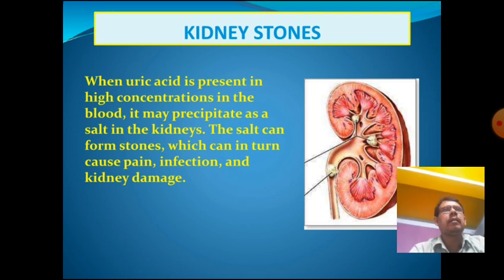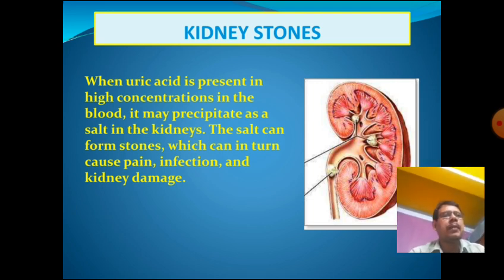Kidney stone is another problem. So please avoid kidney stones. Uric acid level must be controlled. When the uric acid level is high in the blood, it may precipitate as a salt in the kidney. First, there is tophi, then formation of renal calculi, and this salt can form a stone, which can cause pain, infection, and kidney damage. The stone inside the kidney causes infection, then severe pain, and finally kidney damage and kidney failure.